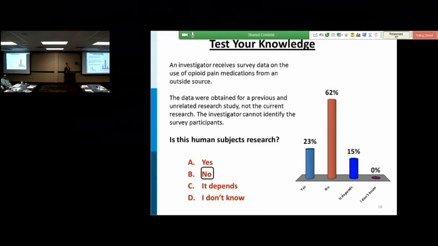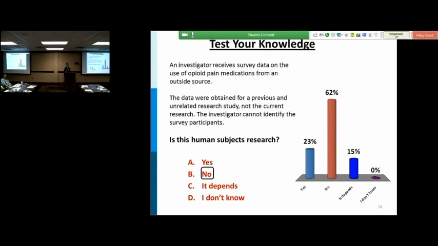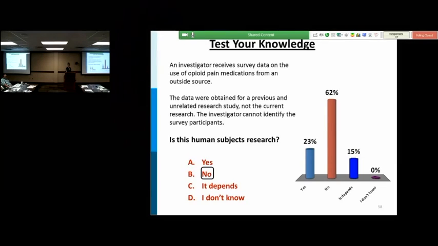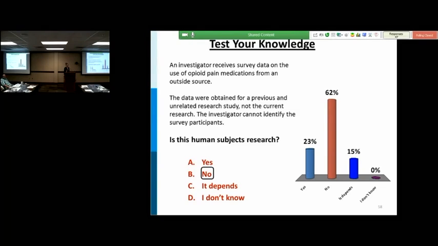With respect then to surveys, in this case, looking at your youth risk thing, if we're looking at information that was previously collected and the investigator can't identify the individual survey participants, yes, it's a secondary research study, and it doesn't count as being human subjects research, so the regulations won't apply.